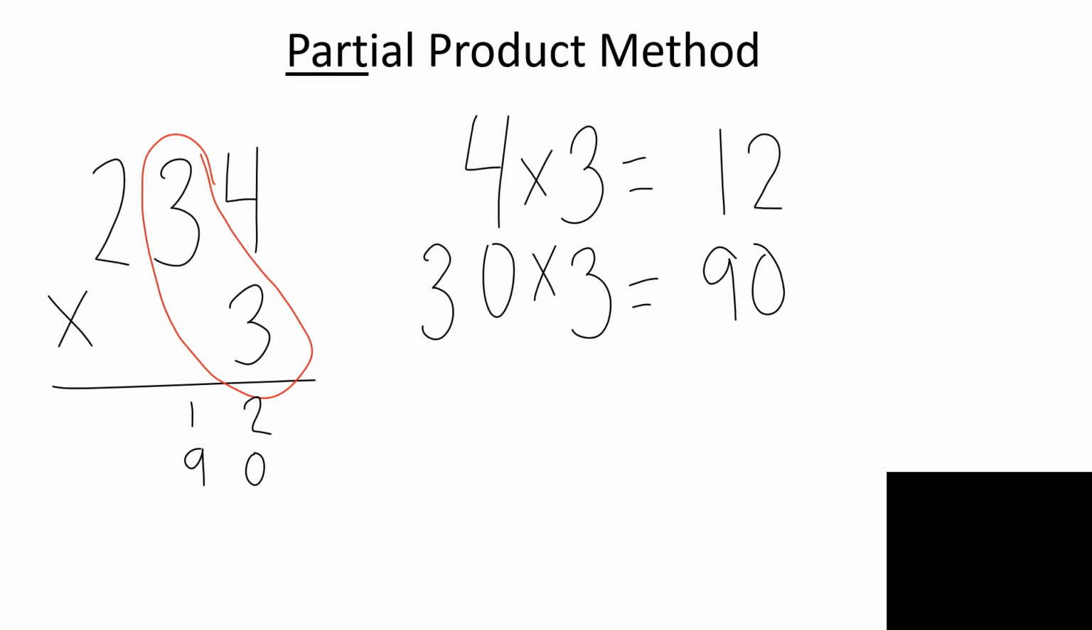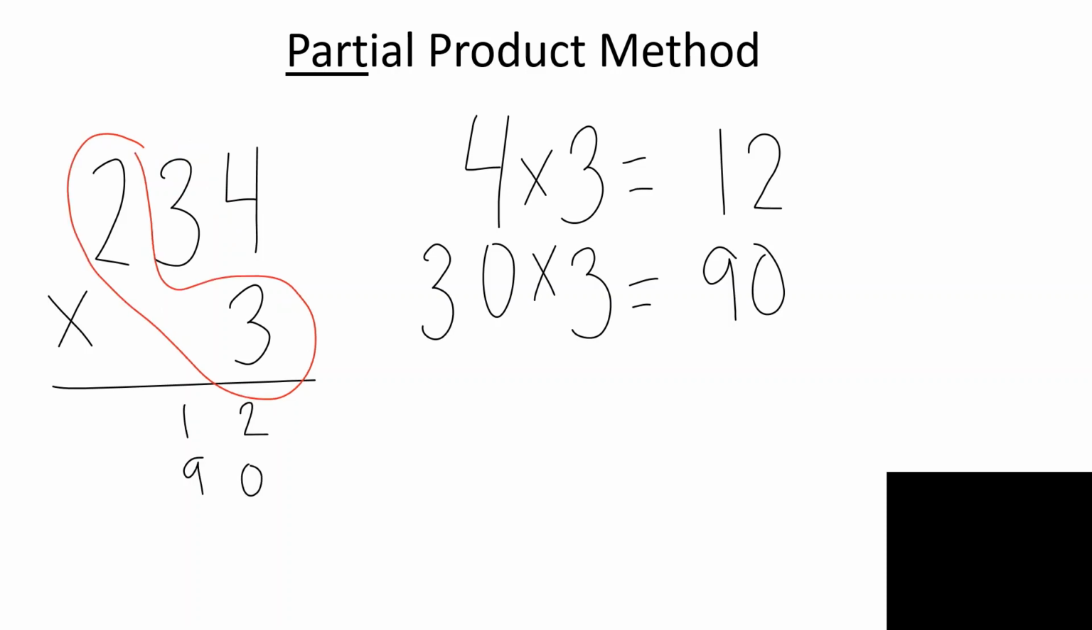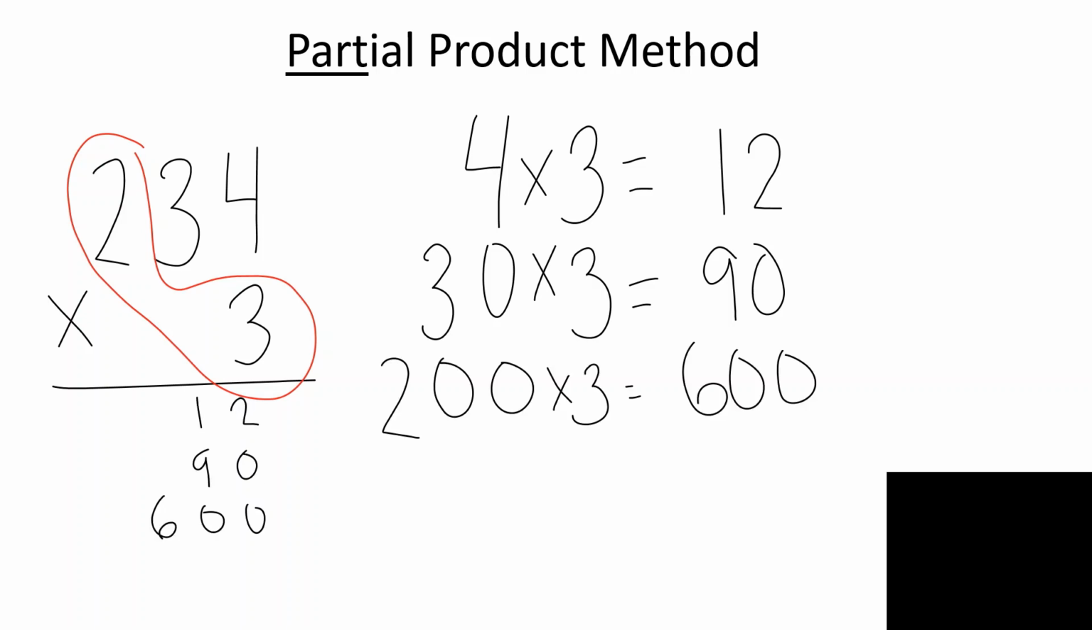All right, next step. Very easy. I take my 3 and I times it by my 200s. So essentially I'm figuring out 3 times 200, which is 600. 2 times 3 is 6, and 2 zeros in our product. And I just put it right down here underneath my equation, making sure that I line up all my numbers correctly.